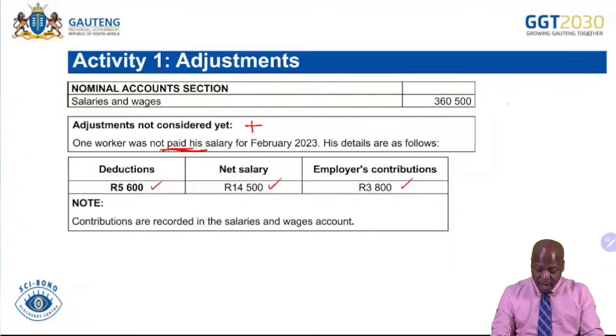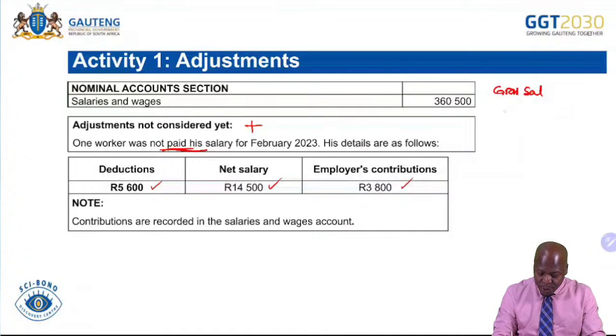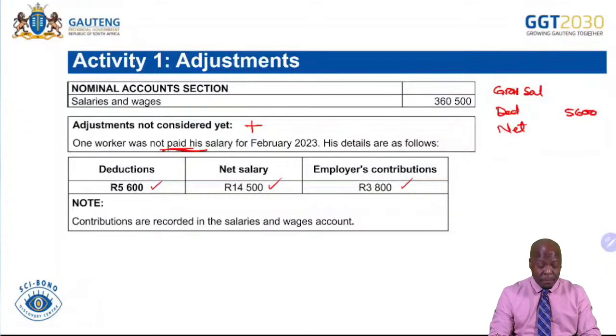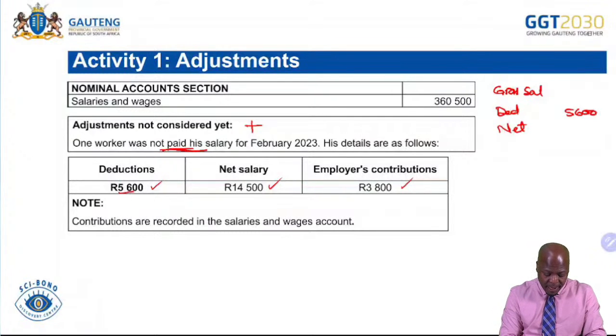The starting point is you have to know what is gross salary. Your gross salary is made up of two things. Once you have your deductions and your net salary, you can get gross, because gross minus deductions is equal to net. I'm going to say that again. Gross minus deductions is equal to net. So if you have your net salary and you have your deductions, you can then get gross. In this case, we are given deductions which are 5,600. Are you still following me? All right. So you are given deductions here, which is 5,600.